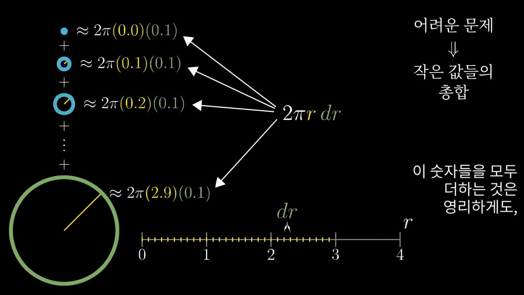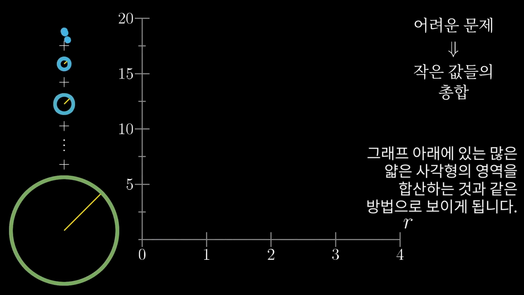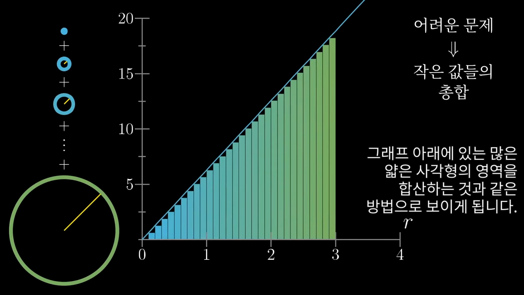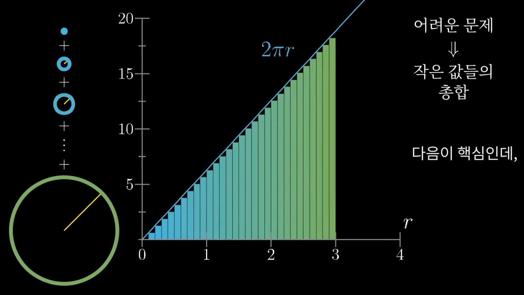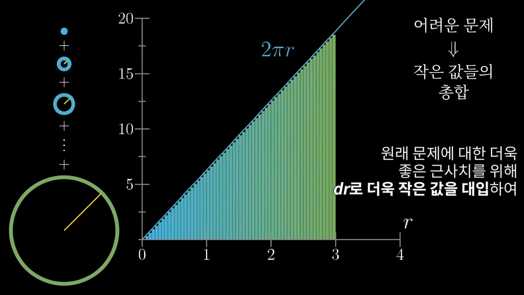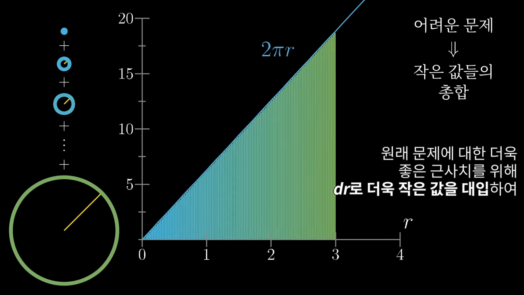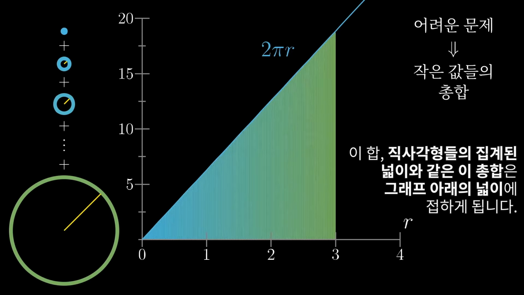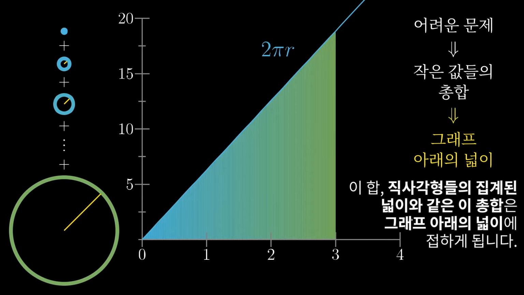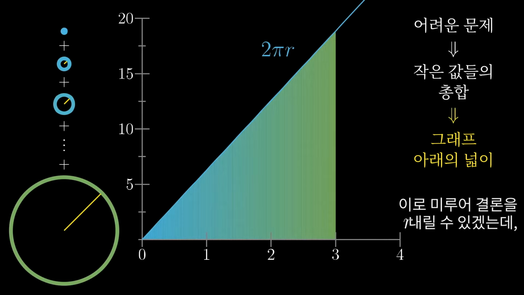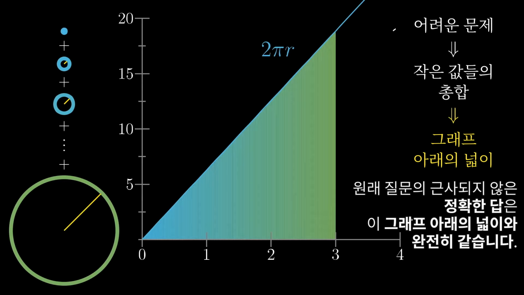Adding all of those numbers could be seen in a different, pretty clever way as adding the areas of many thin rectangles sitting underneath a graph, the graph of the function 2 pi r in this case. Then, and this is key, by considering smaller and smaller choices for dr, corresponding to better and better approximations of the original problem, the sum, thought of as the aggregate area of those rectangles, approaches the area under the graph. And because of that, you can conclude that the answer to the original question, in full unapproximated precision, is exactly the same as the area underneath this graph.